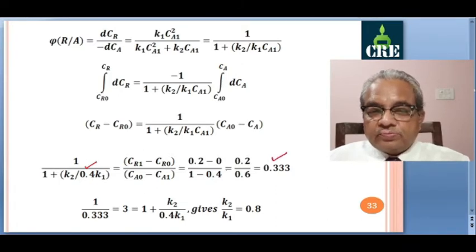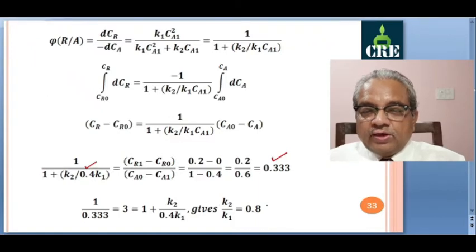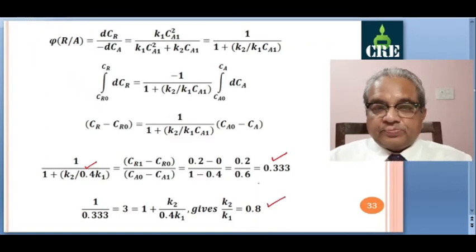So I can just rearrange the terms and write 1 by 0.33, that is 3, equal to this term: 1 plus K2 by K1 times 0.4. If you solve this, 3 minus 1 is 2, 2 divided by 0.4 gives 0.8. So K2 by K1 I get as 0.8.